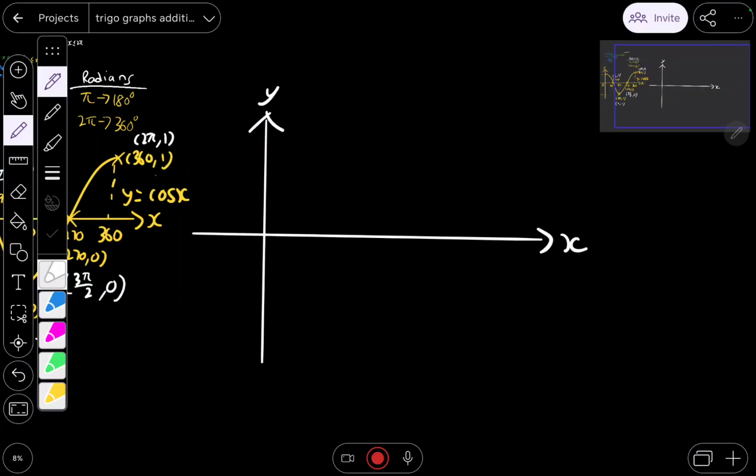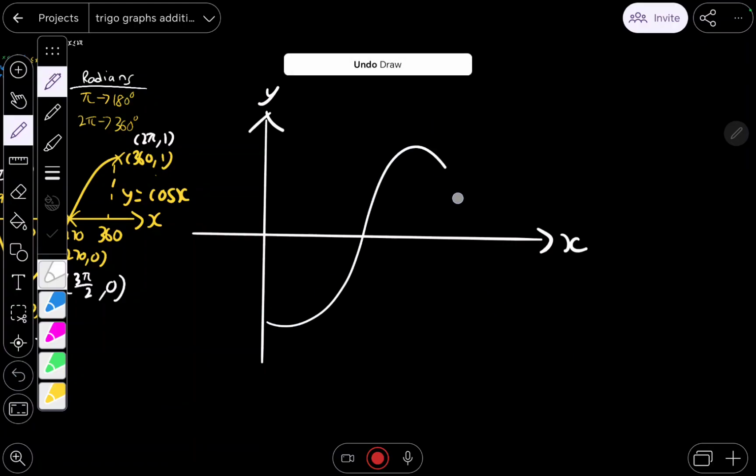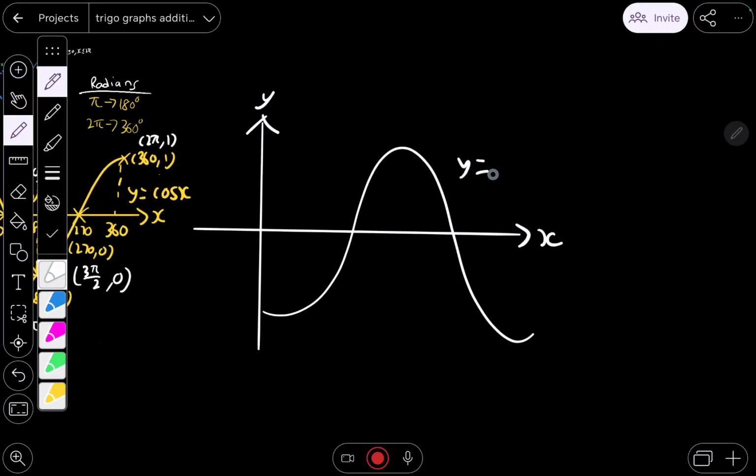Alright, so if we focus on this graph, how will a negative cosine x graph look like? It will look like this. Alright, so we know that this is y equals negative cosine x. We know that we have 4 coordinates again. We have our origin, we have 1 and -1. So we have our 4 coordinates again, which I'll write in white. 1, 2, 3, and 4.